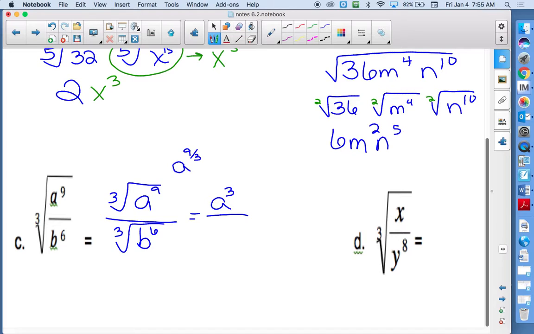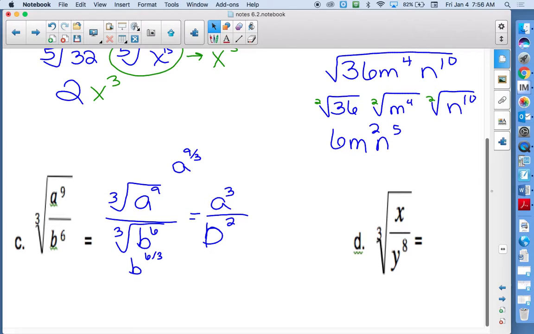Melanie, how about the bottom one? B squared. Yeah, because this is b to the 6 over 3, which is b squared. Any questions so far?